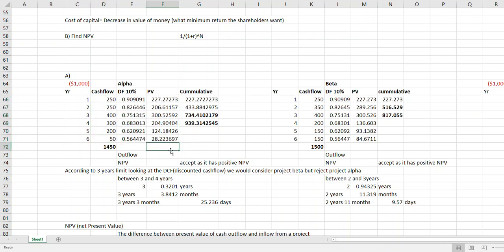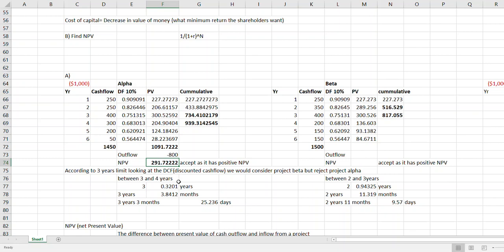Now if I add all this cash flow, payback period only looks up to the point when the amount is more than the initial investment. It doesn't care what happens after. Now if we add all the amount and we minus our outflow, it becomes NPV, net present value. What is net present value? Net present value is the present value of inflows minus the present value of outflows.